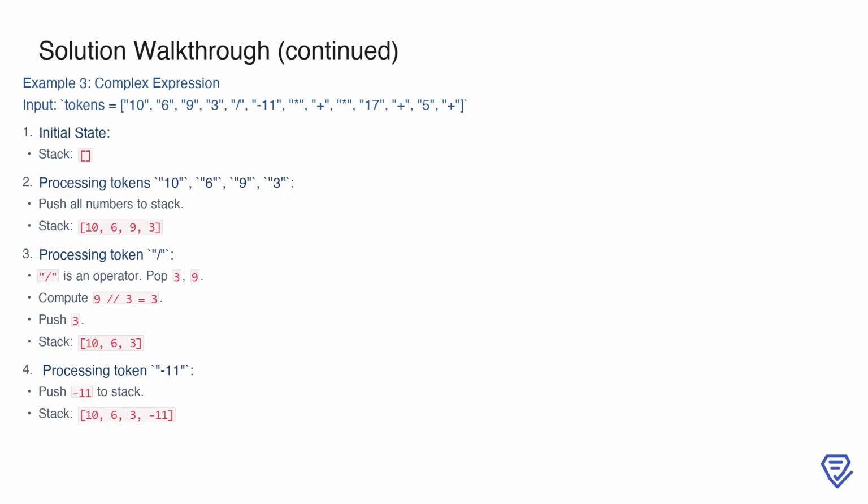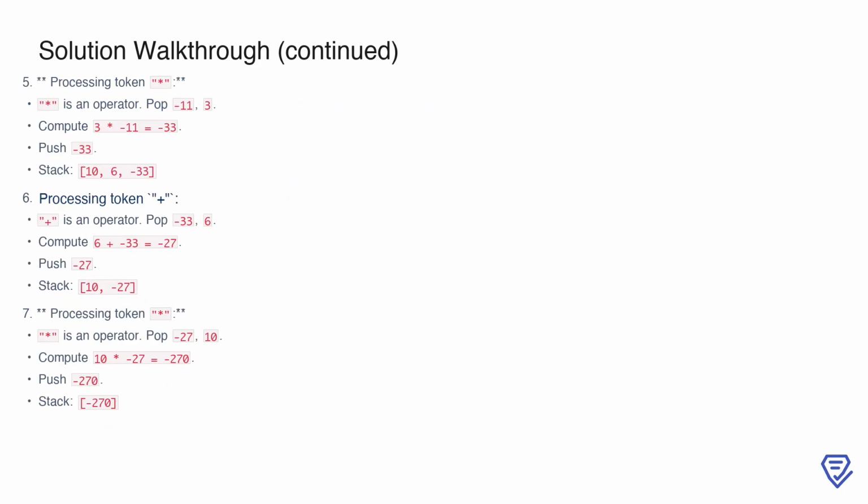Then, the token -11 is processed. Being a number, we convert it to an integer and push it onto the stack, resulting in 10, 6, 3, -11. Next, we encounter the token asterisk. As an operator, we pop the last two numbers from the stack, which are -11 and 3. We compute the multiplication 3 * -11, which equals -33, and push the result back onto the stack. The stack becomes 10, 6, -33.